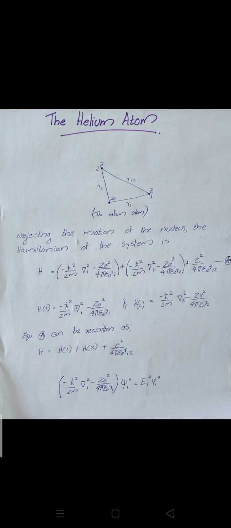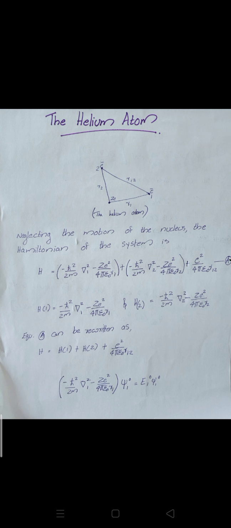Here, ∇1 and ∇2 refer to the coordinates of electrons 1 and 2 respectively, and the term e²/4πε0 r12 represents the electrostatic repulsion between the two electrons. So we can write H1 equals minus ħ²/2m ∇1² minus Ze²/4πε0 r1, and H2 equals minus ħ²/2m ∇2² minus Ze²/4πε0 r2.